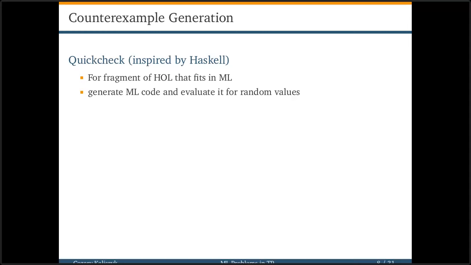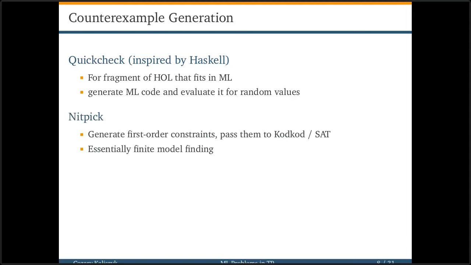This was the technology used quite a while ago already, maybe 10 years ago. More recently, we have essentially finite model finders. So a tool like Nitpick in Isabelle generates first order constraints and passes them to a tool that's going to translate them to a SAT system. So essentially, given a universe size, it tries to find a model that's going to refute the thing that you're proving. So here's an example.